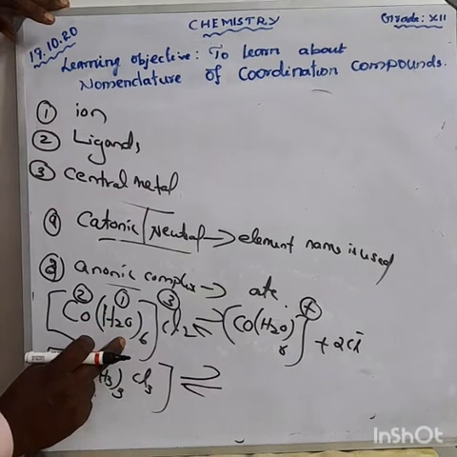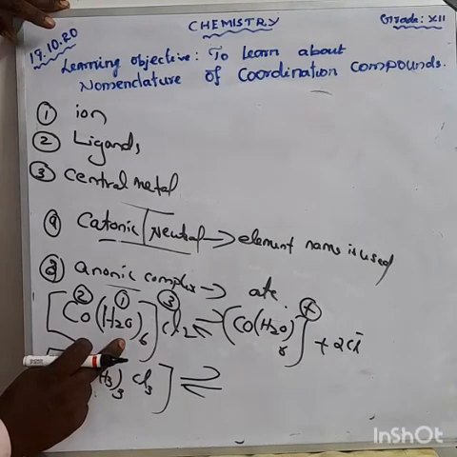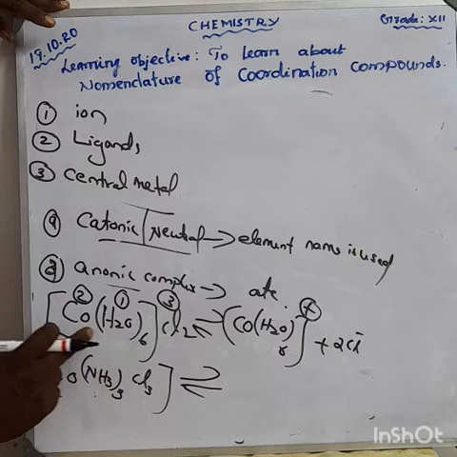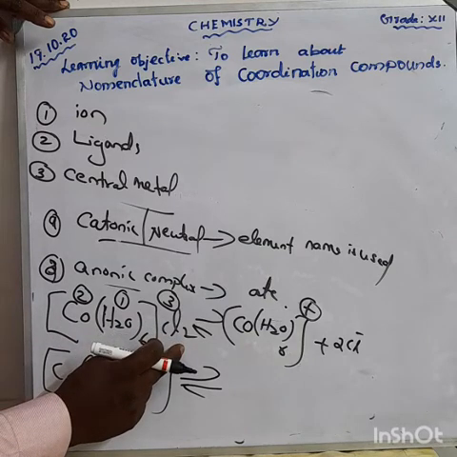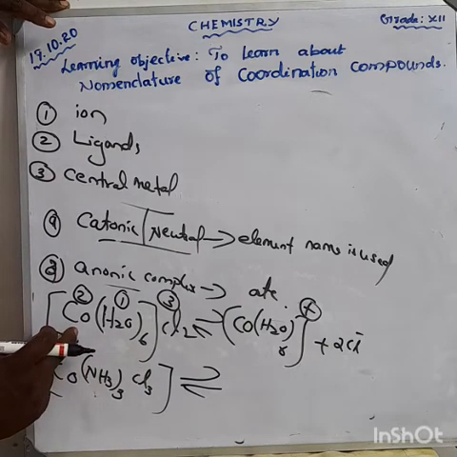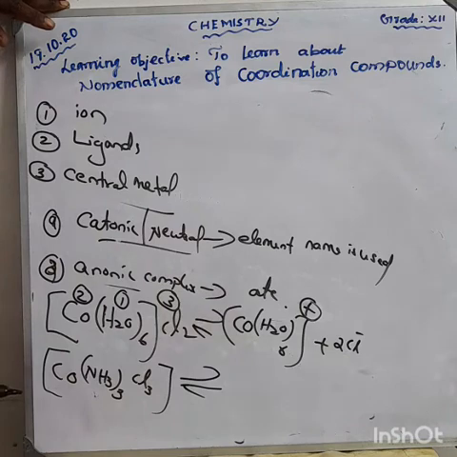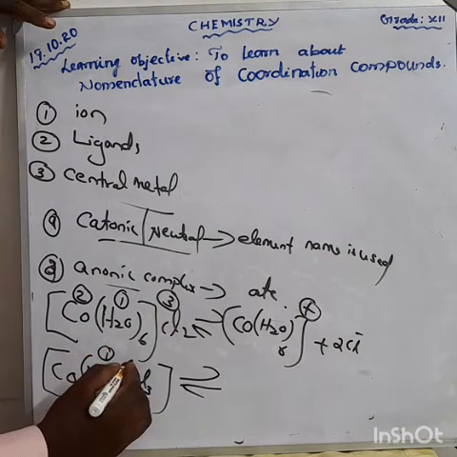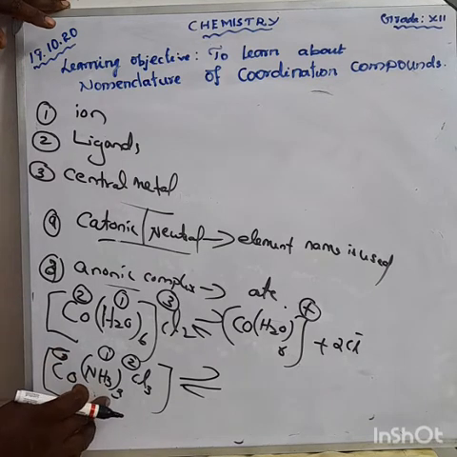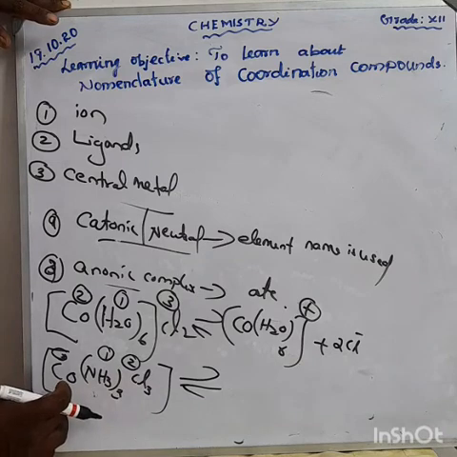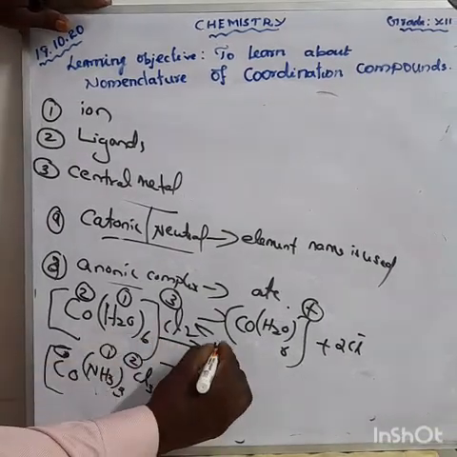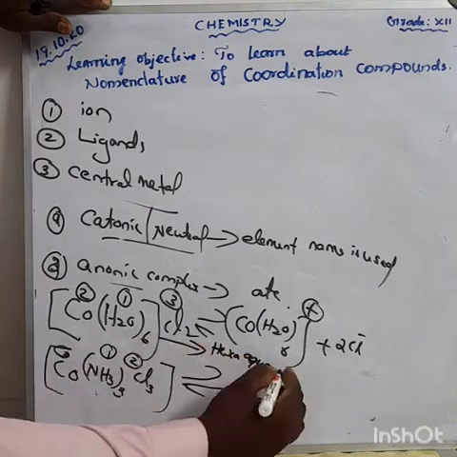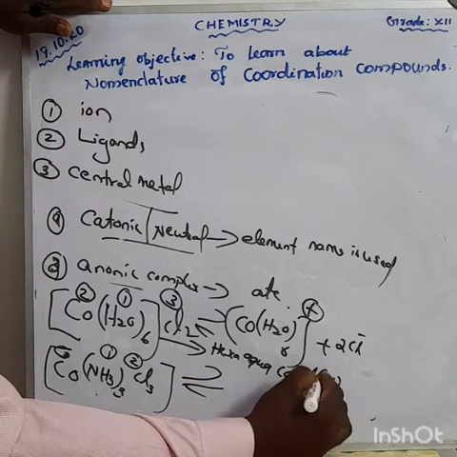For the first complex, the ligand is water, which we call aqua. How many waters are there? Six water molecules, so hexaaqua. Cobalt, whose oxidation state is 3: cobalt(III) chloride. Hexaaquacobalt(III) chloride, like that. For the second complex, first priority goes to the ligands: triammine, trichloro, cobalt(III). Can you see the name?